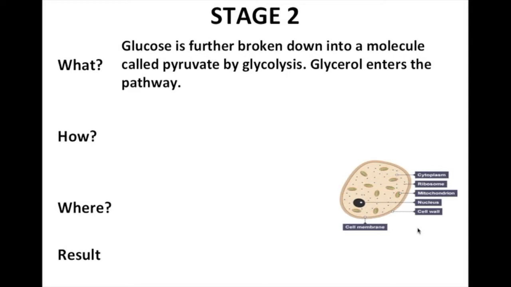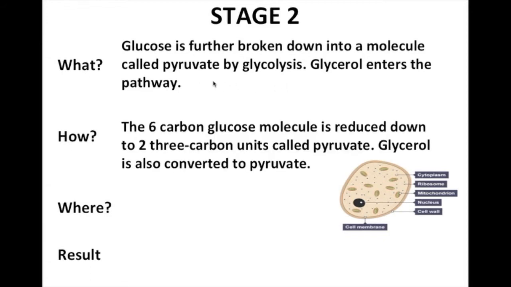So stage 2. Okay, so the next stage is that the glucose molecule is further broken down into a molecule called pyruvate. The way that it's broken down is by this process here called glycolysis. And I'll say more about that a little later. And at this point, glycerol joins in as well. So they're sort of running on a parallel track now. The 6-carbon glucose molecule is reduced down to 2 3-carbon units called pyruvate.